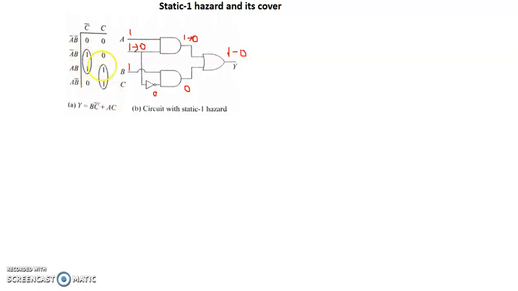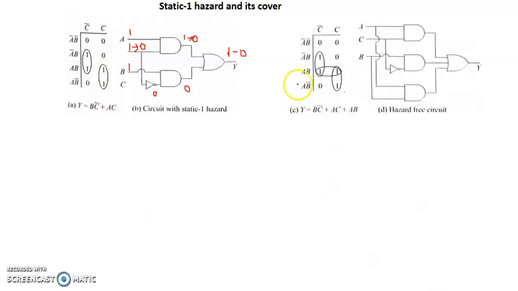By using this redundant group, we are able to overcome the hazard. That's what we are going to discuss here. We use that redundant group along with the previous terms, and we add this redundant term, that is AB. So we have included that in the circuit.